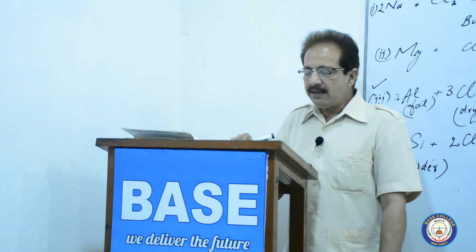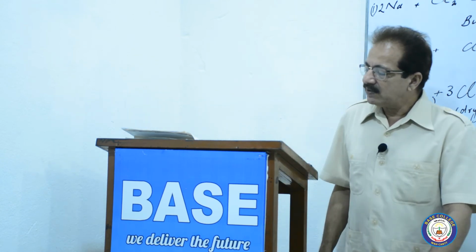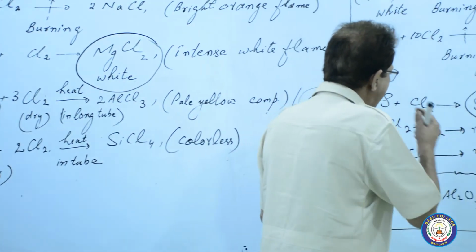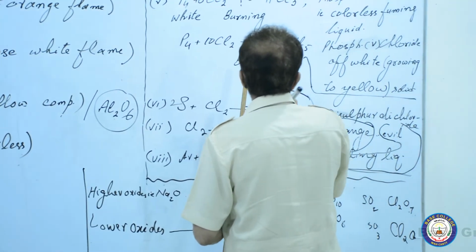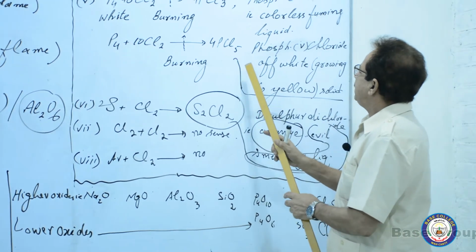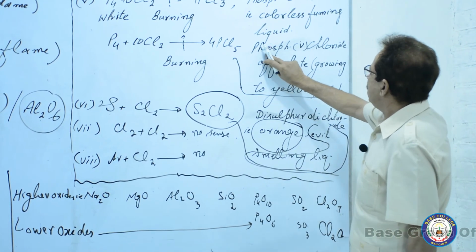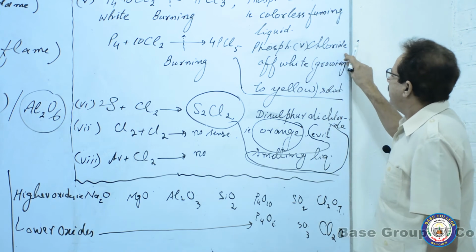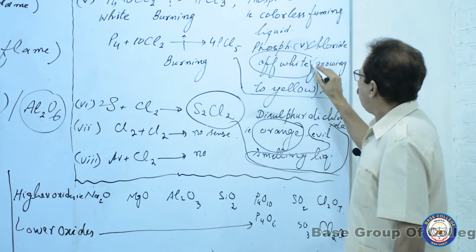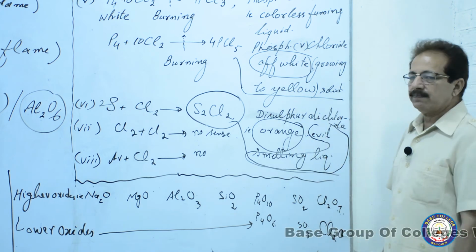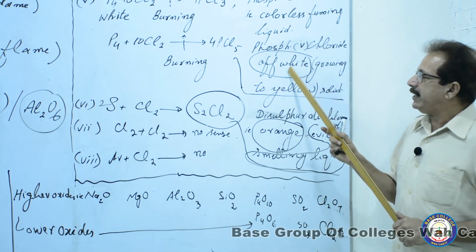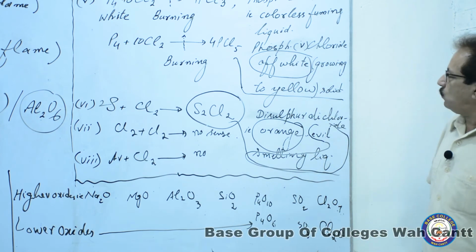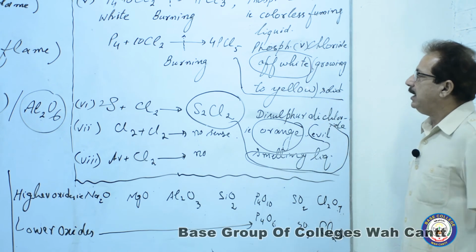Next one is PCl5. It is white going towards yellow. The name of the compound is phosphorus pentachloride, and its color is white going to yellow, and its physical state is solid. This one is more important for MCQs, the color of PCl5.